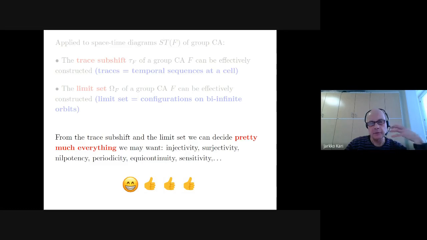And even if the group cellular automaton is not on the whole configuration space, but it's a cellular automaton on a subshift, even then all these properties are still decidable in any dimension.